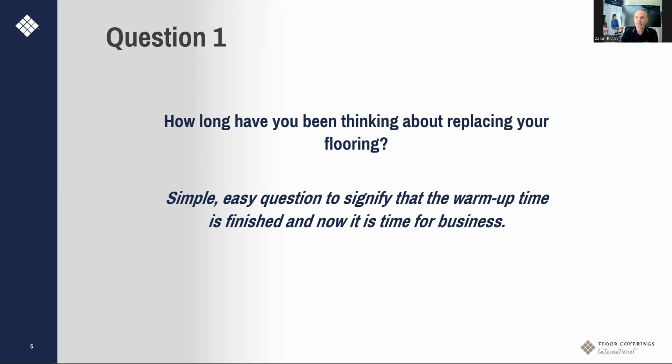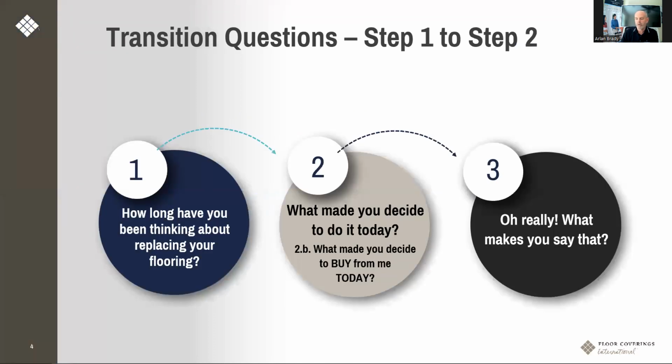And Matt says, well, we have this dog that we got. We got the dog about a year ago, and 6 months or so ago, we noticed that there's some accidents that have been happening. So we don't want the carpet anymore. We want to do something different. Okay, great. What made you decide to do it today?